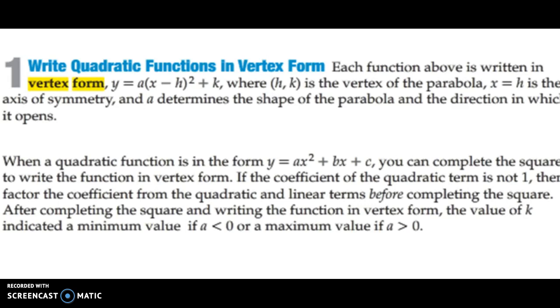And vertex form looks like this. And you'll see there's something distinct about it. There's this (x minus h) quantity squared. And then there's also a k. And you'll see that that (h, k) is the vertex of the parabola, and that h is the axis of symmetry. So some of the things that we looked for in quadratics, we can see right here in this form.